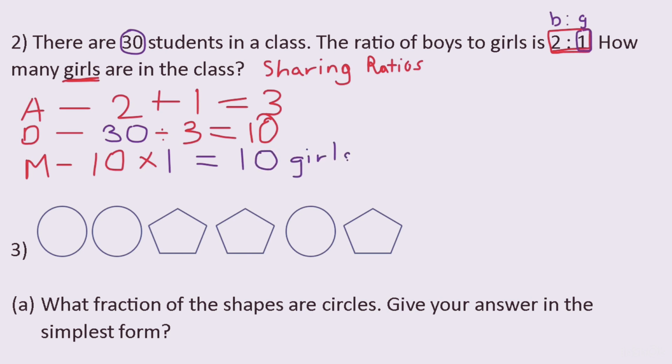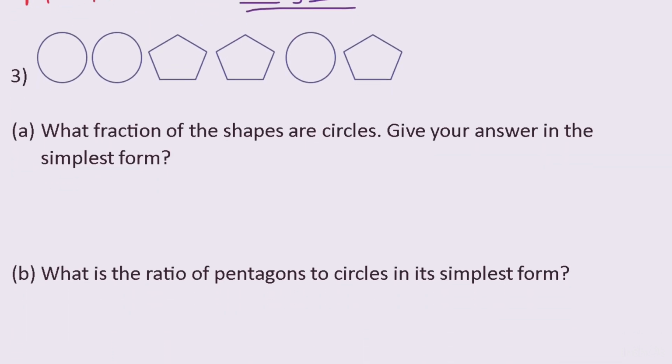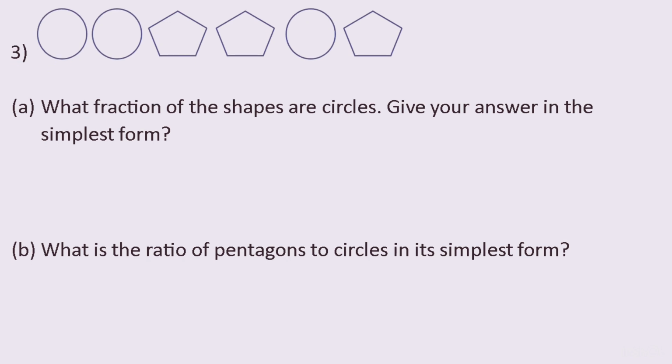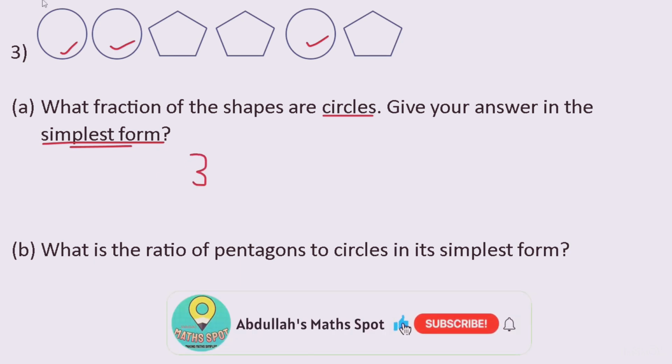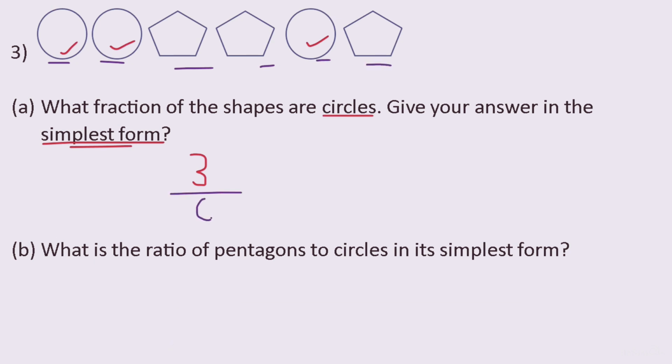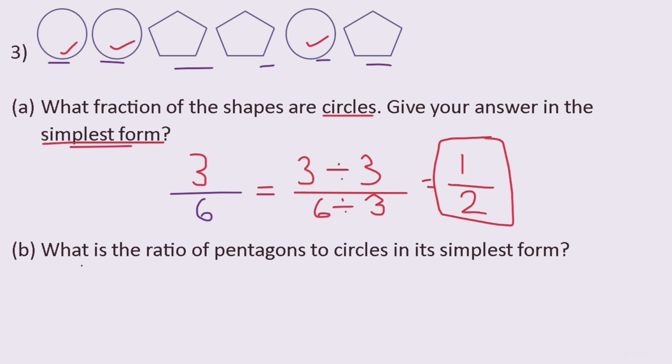Pretty easy, pretty straightforward. Let's move on to the third question. What fraction of the shapes are circles? And give your answer in the simplest form. Alright, pretty easy. You just have to count the number of circles. There are 3 circles, and then just make it as a fraction over the number of total shapes, which are 6. And then pretty easy, just simplify them. 3 is the highest common factor. Use that. 3 divided by 3 is 1, and 6 divided by 3 is 2. So 1 by 2 is the answer.